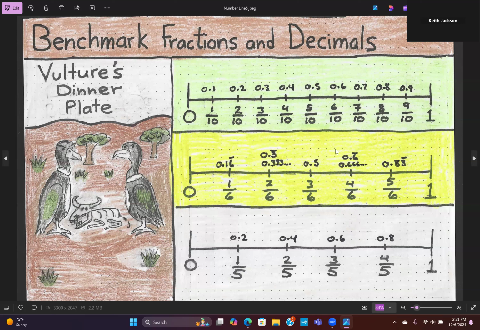All right, you have received a lot of information. I wouldn't blame you if you need to pause the video to take a look at these three number lines or replay this video as many times as you need to gain a deeper understanding of benchmark fractions and decimals and number lines.